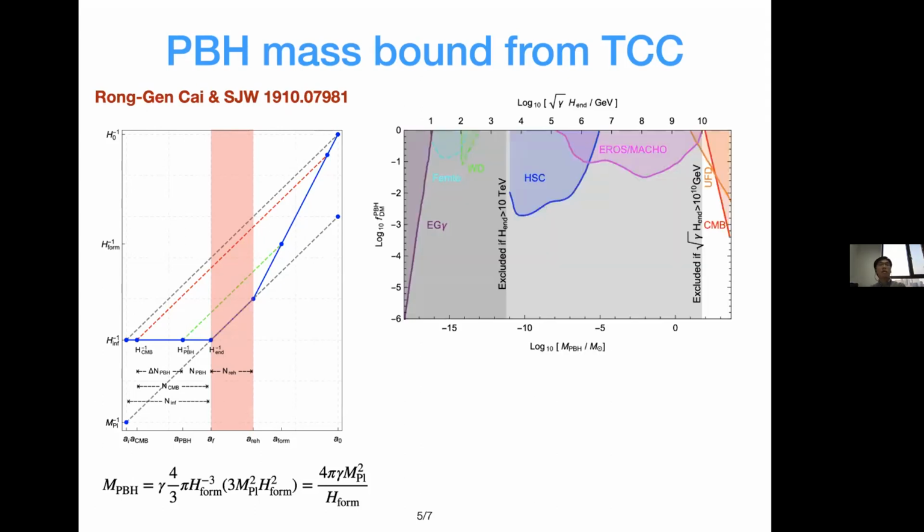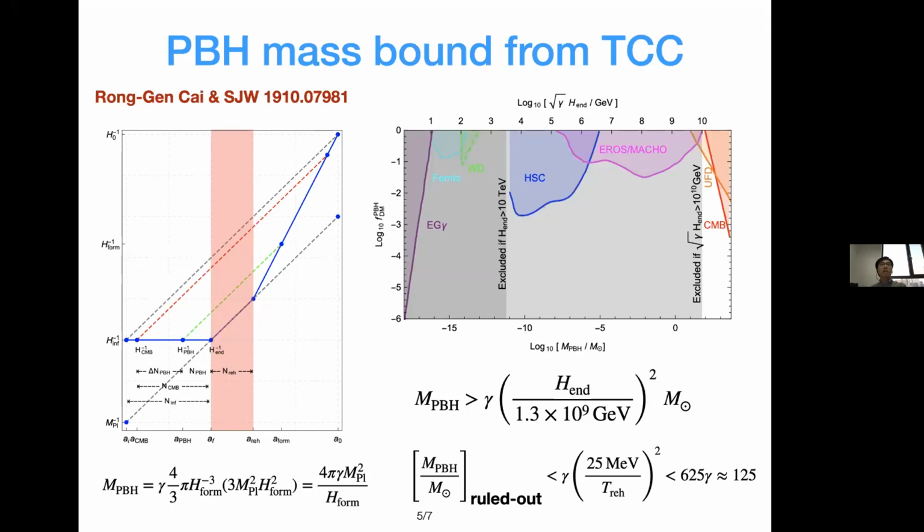The final result is shown in this picture, where the gray shaded region is ruled out by TCC if the inflationary Hubble scale is larger than a certain value. And furthermore, since we have an upper bound on the inflationary Hubble scale, there is an upper bound for the ruled out region, which is 125 solar mass. So this simply states that one can never rule out 100 solar mass PBH from TCC alone. All these results are independent of the details of the reheating history. Although not shown here, I also worked out the case of the PBH formed in the matter-dominant era before reheating, and the PBH mass has an upper bound in this case.